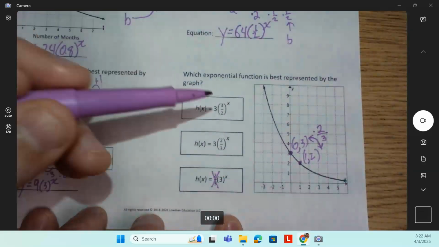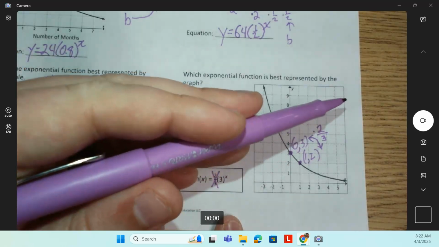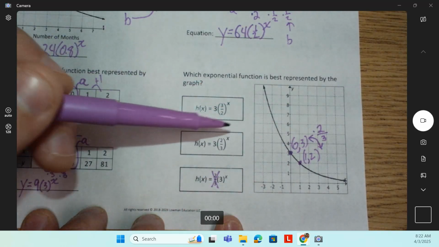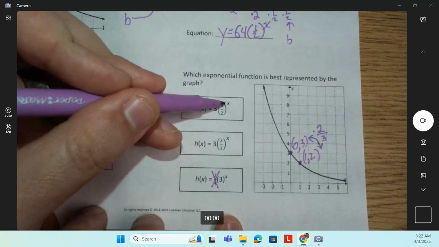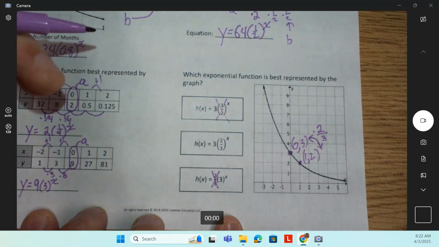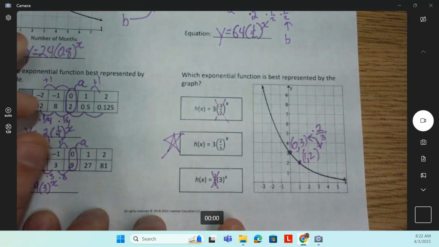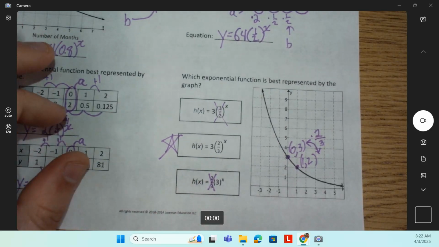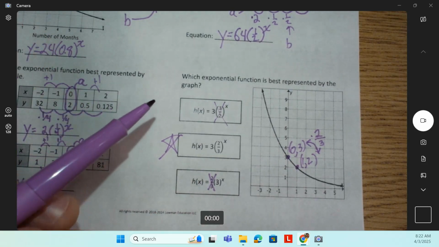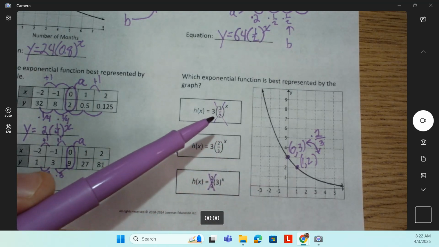You could also just say, well, 3 over 2 is bigger than 1. If that was the case, it would be growth. So 2 over 3 is what's going to make it decay, because it's a fraction that's less than 1. So that gets us our answer here. H of x is equal to that. You've also got the option of, if you type each of these into Desmos, you'd see pretty quickly which one looks the most similar to that.